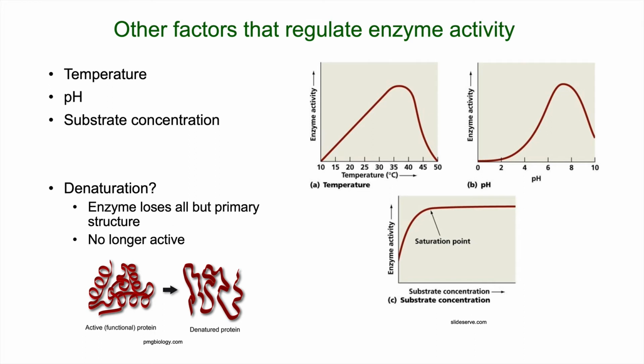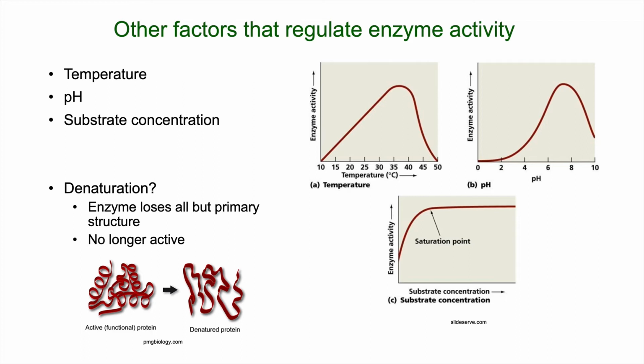There are other factors that can regulate enzyme activity. Temperature is a good one. What determines whether or not the substrate binds at the active site? It isn't like the enzyme is trying to find the substrate or the substrate's trying to find the enzyme. You have substrate in the cytoplasm, you have the enzyme in the cytoplasm, and they're moving around because all the molecules in the cytoplasm have energy. And so they're moving around.